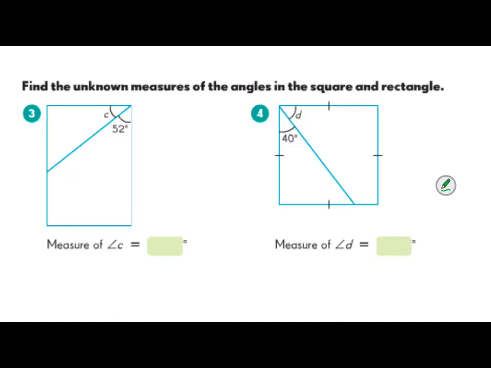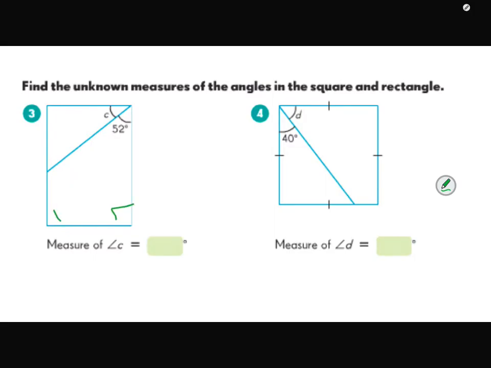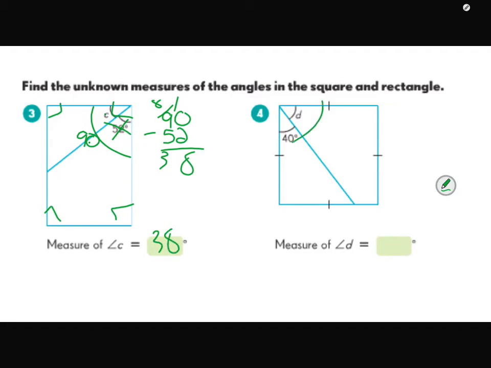Again, these are squares and rectangles, so I know that all my angle measurements are 90 degrees. So I know that C plus 52 gets me to 90. So I'm just going to do 90 minus what I have, which is 52, to get C, and I got 38 degrees. Same thing over here, measure of D. I know all this corner is 90 degrees, so I could do 90, get rid of the 40 that I have, and I get 50 degrees, and I know that D is 50 degrees.